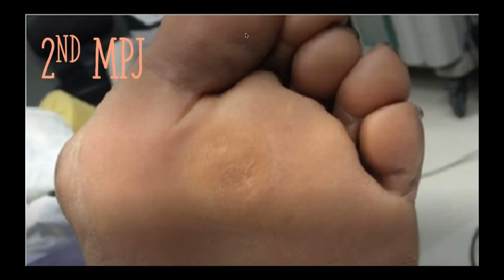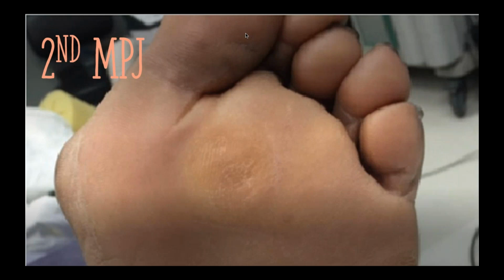And then the retrograde pressure creates increased force under the second, leading to the callus. What you also want to see, or if I didn't see the toes, I would guess that potentially there is a bunion on this foot, which there is a bunion on this foot.